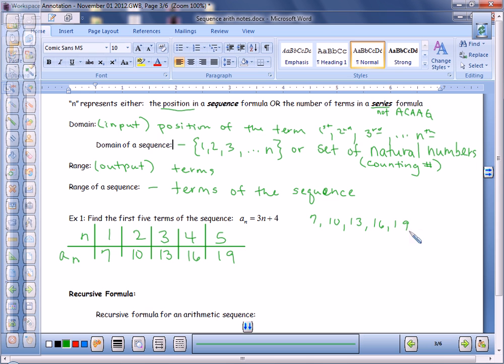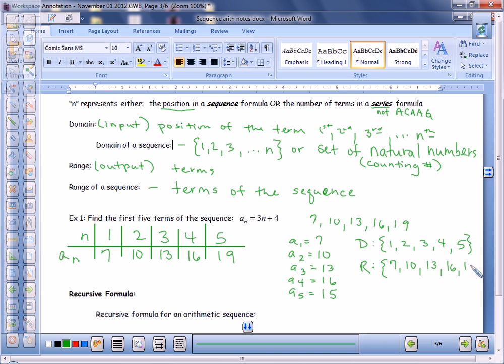Another way I could write it is, my first term is 7. My second term is 10. My third term is 13. My fourth term is 16. My fifth term is 19. But no matter how I show you, whether it's as a list or where I've actually spelled out what each term is, the domain would be 1, 2, 3, 4, 5, and the range would be what? What's the output? 7, 10, 13, 16.